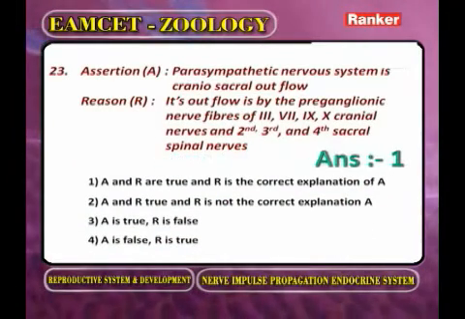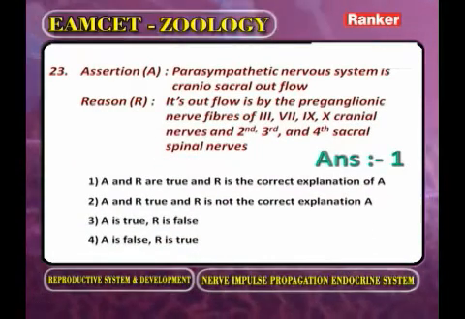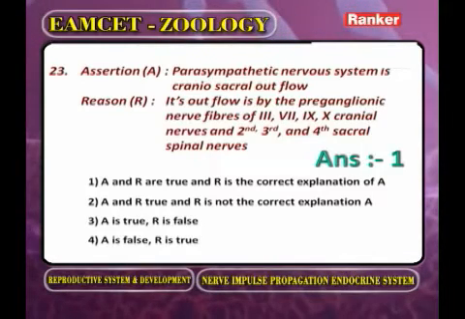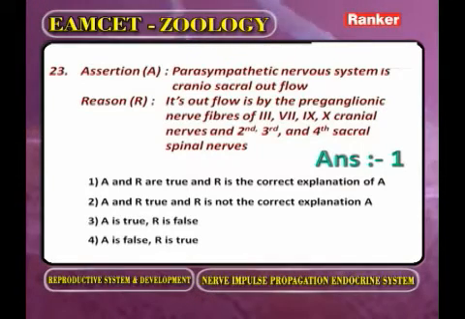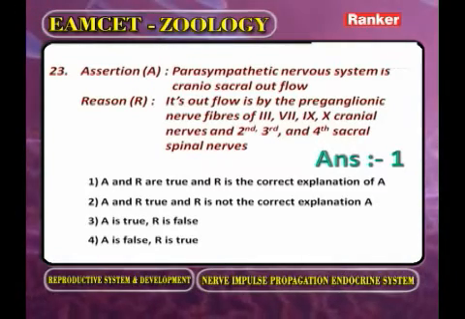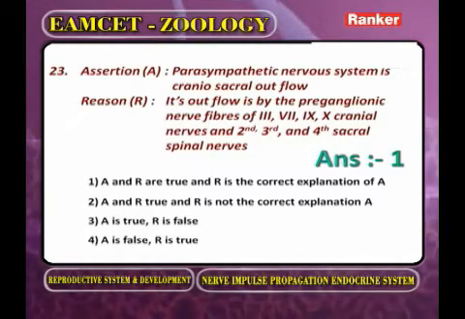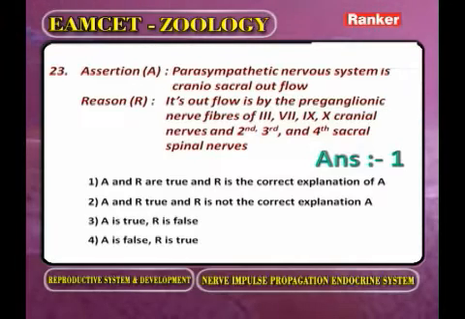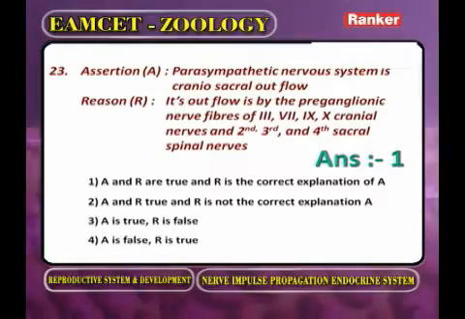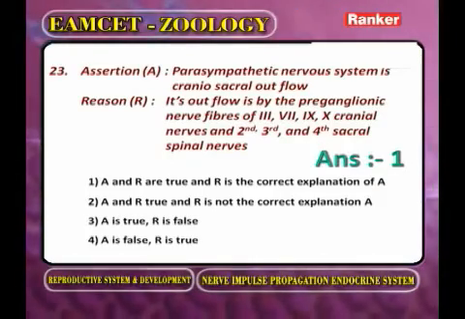Assertion: the parasympathetic nervous system is craniosacral outflow. You have to observe the question carefully: the parasympathetic nervous system is craniosacral outflow, but not division. We are asking about outflow. Reason: the outflow is by the preganglionic nerve fibers of the 3rd, 7th, 9th and 10th cranial nerves and the 2nd, 3rd and 4th sacral spinal nerves.